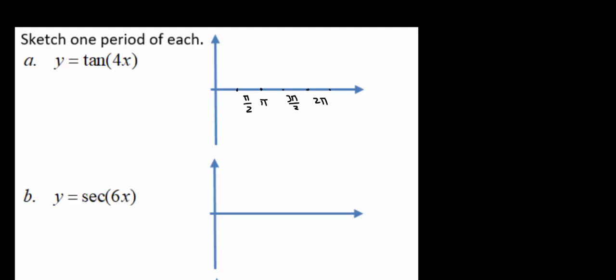Okay, so remember, at the pi over 2's, we have the asymptotes, right? And this is 2 pi here. I didn't get these exactly straight, but I'm glad y'all are merciful.